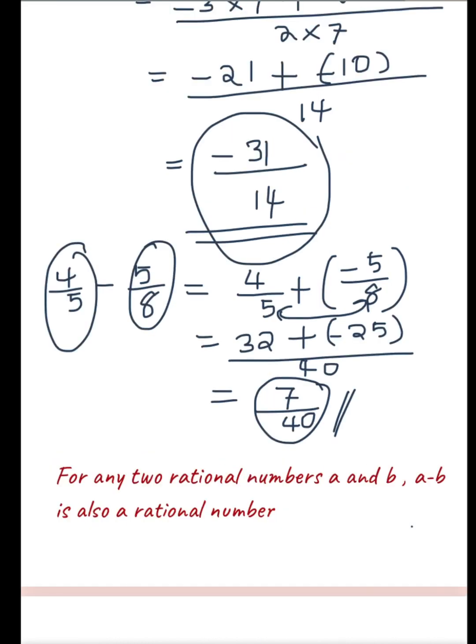Okay, or you can say rational numbers are closed under subtraction. You can take more examples and see if you want. Now let's see what is the case for multiplication. For multiplication, I am taking the rational number minus 3 by 5, and I am going to multiply it with another rational number, 4 by 5.